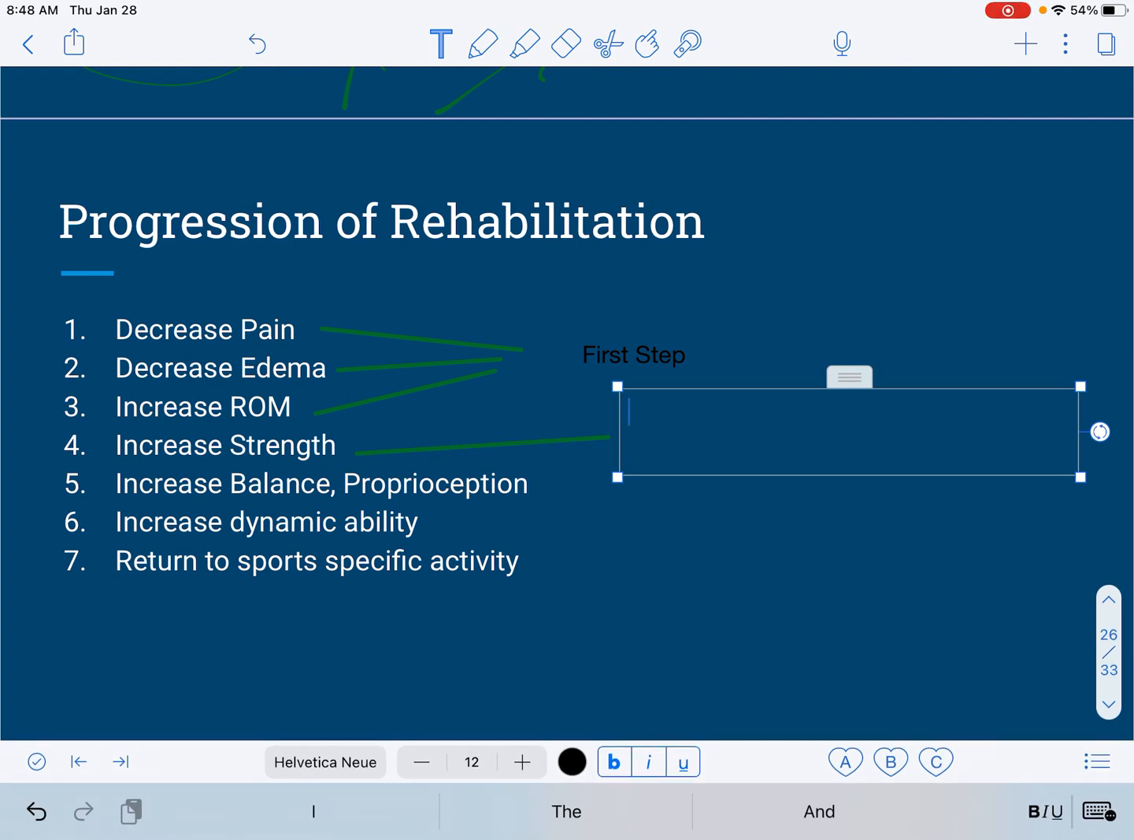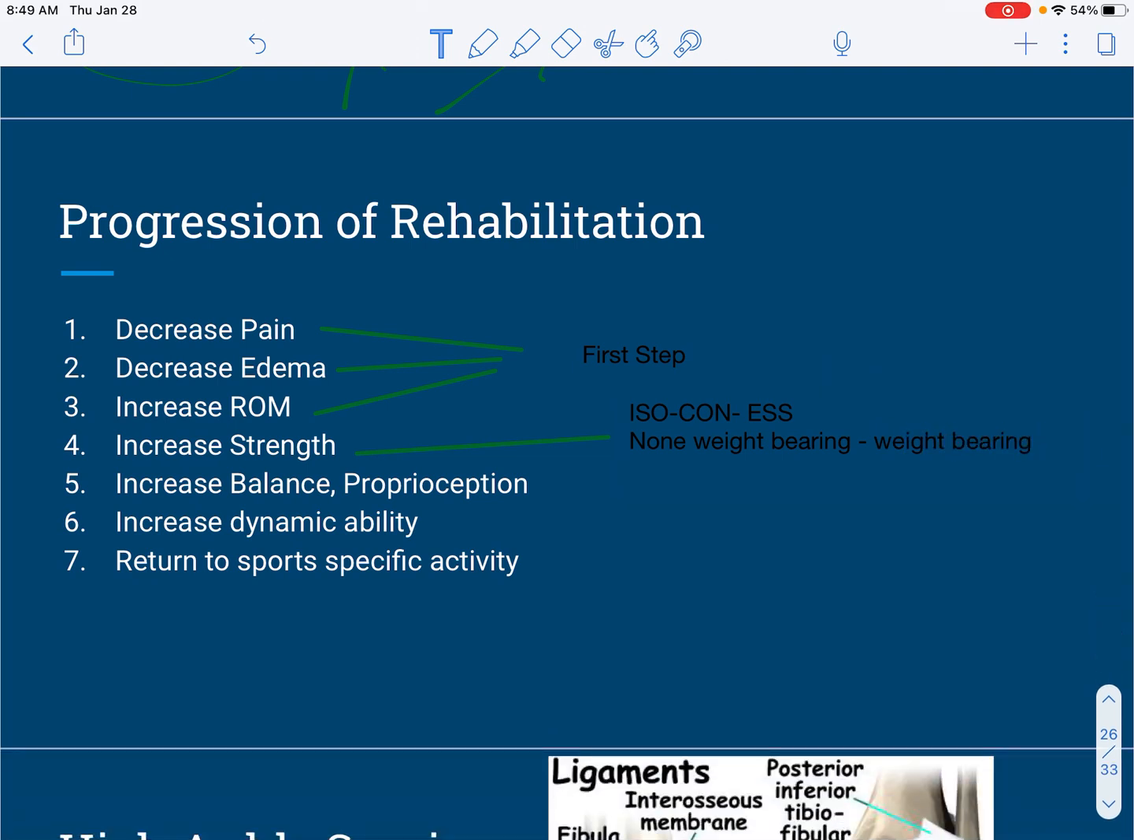So, isometric contractions to concentric to eccentric. But another thing with this too is you want to start with non-weight bearing and then move to weight bearing. And then you want to increase balance, proprioception, and you could do that different ways. Then dynamic ability, right? Some more like agility type stuff, and then sport specific activity. And there's even a progression for that.